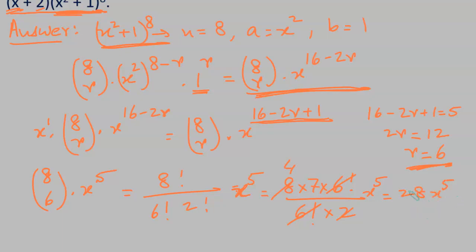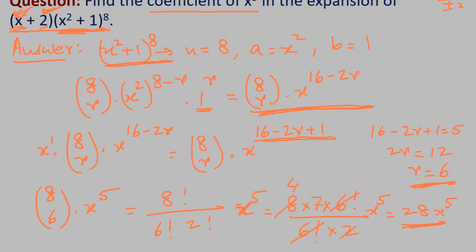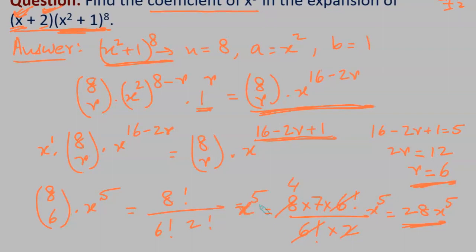And they are asking about the coefficient. Okay, fine. This is the term which contains x to the power of 5. We are not done. We have to multiply with 2 as well. So, again we will be taking the general term and in place of x we will be writing 2.